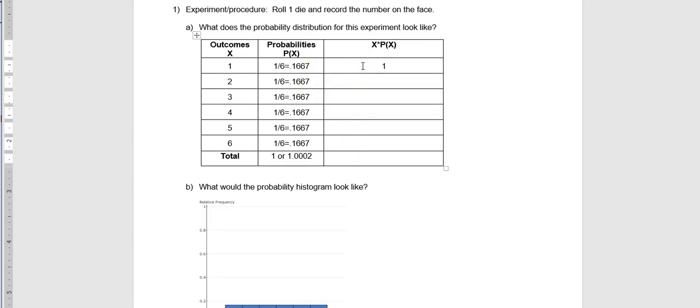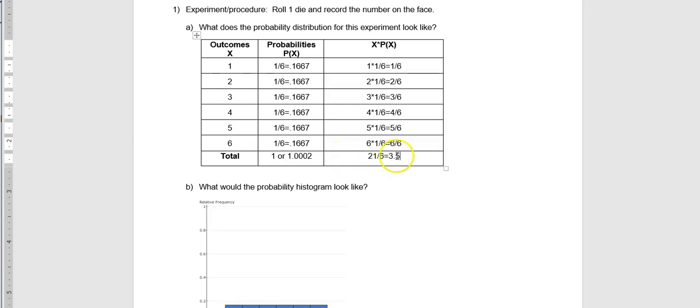So here we take 1 times 1/6. We would just do this for each one of these. And I'm just doing this with the fractions because then we don't have to deal with the rounding error. We would go ahead and multiply each of these together, and when we got all this done, we would add all those together. This actually adds up to 21/6, which if we go ahead and divide that, turns out to be 3.5.